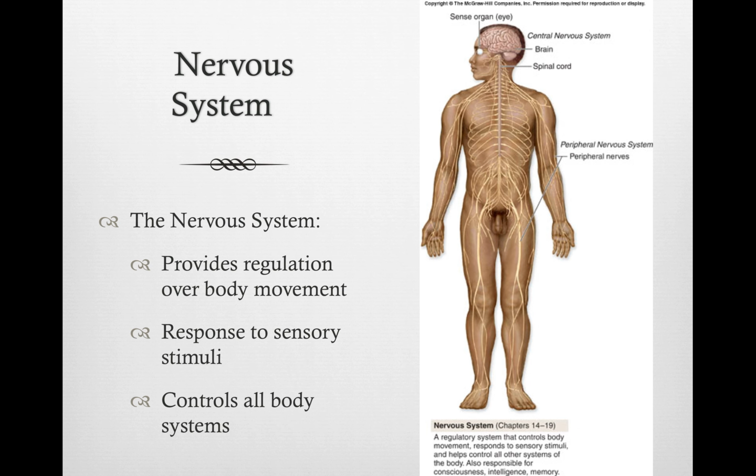The nervous system is what I like to think of as the instantaneous communication system of the body. And so that's really important to keep in mind. Instantaneous, right at this moment, contact system. It provides regulation over the entire body, right? Specifically over things like body movement, for example, if we're going to focus on specific things. But it is the regulatory system for the entire body.